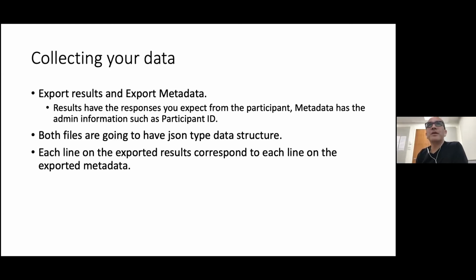These files are usually exported in JSON type, which is a type of structure that makes it easier to organize data. And there are many JSON viewers and JSON data structures on the web, and it's pretty usable right now. And as I said, each line on exported results corresponds to each line on exported metadata. So I think this is it for how you get your experiment into the JDOS environment, and also how you get it into the BRAMS-OTP.